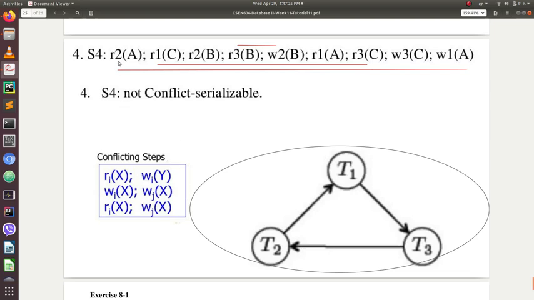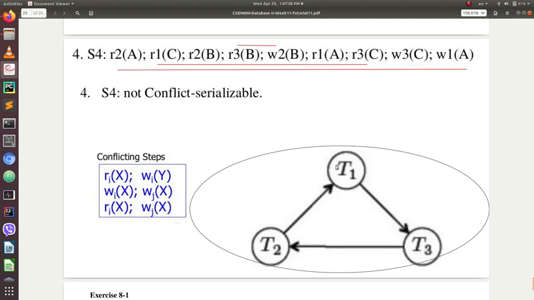Okay, transaction 2 reads element A, and transaction 1 writes element A. So transaction 2 must come before transaction 1. So I will draw T1, T2, T3, and an edge going from T2 to T1. Here it is.